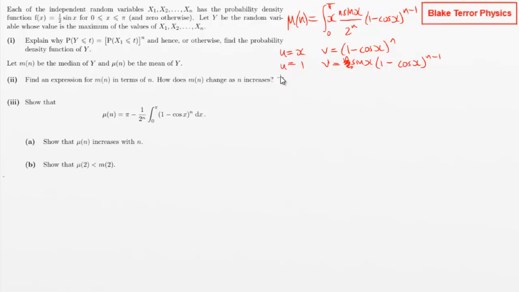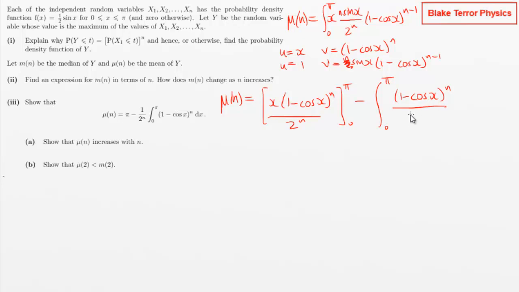So let's put all of this into actually working out this integral. So mu n is going to be, so I want my u and my v. So I've got x times 1 minus cos x all to the n. I've still got that 1 over 2 to the n kicking around. And then that's between 0 and pi. And then I need to take off my v du. So from 0 to pi, 1 minus cos x all to the n. I've still got the 1 over 2 to the n dx.